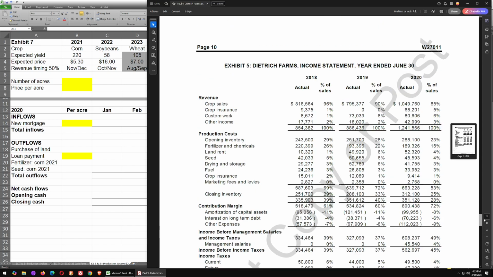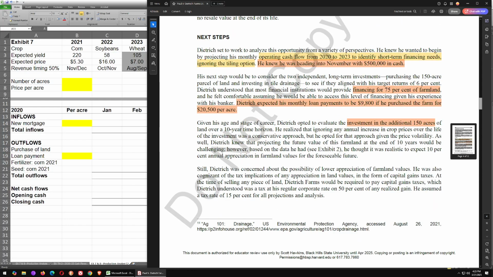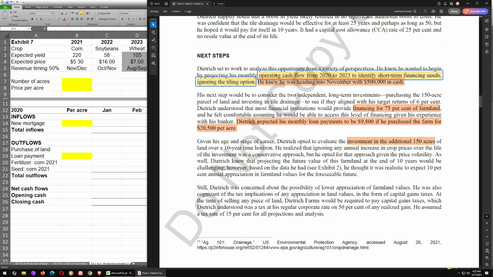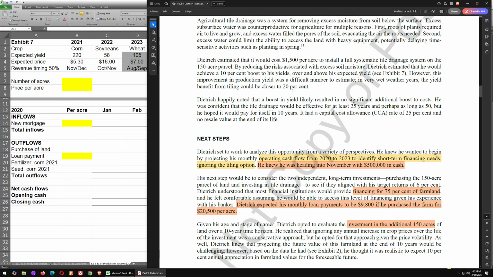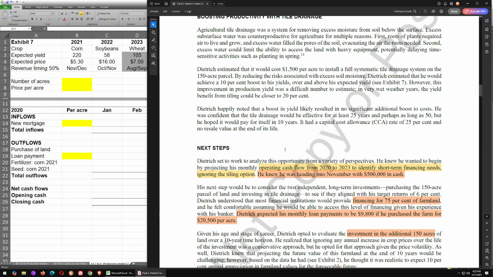Well, the thing that we're going to do is the thing that the farmer has asked himself to do. So here I've got in this lighter color, he wants to project his monthly operating cash flow from 2020 to 2023 to identify short-term financing needs, ignoring the tilling option. And if you had read it, you know that there's a tilling option, which would be an additional $1,500 an acre, that's the tile drainage. And we don't want to worry about that now. And in fact, he's not worrying about that.